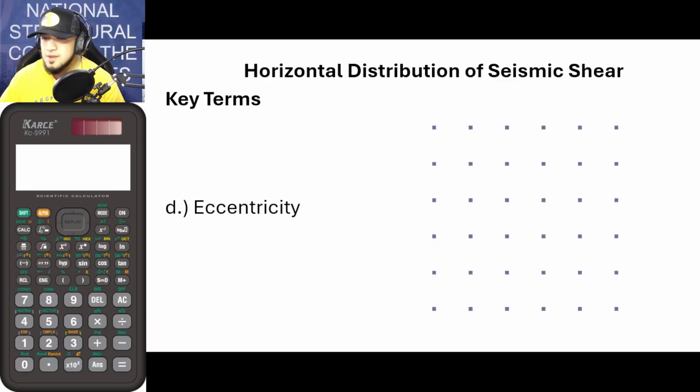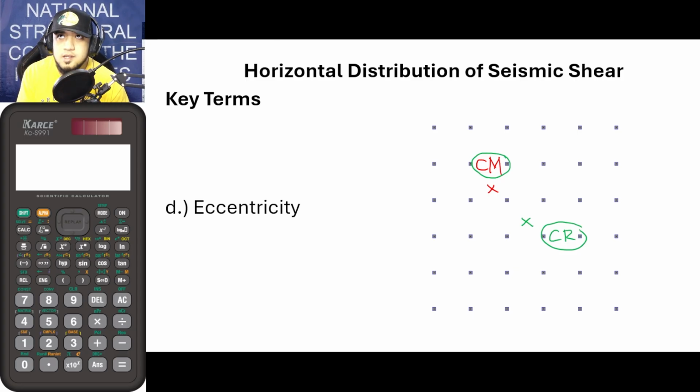Next up, aside from those, we must also know what eccentricity means. Suppose, guys, that the center of mass in this building was solved to be located here. Let's suppose that that is the center of mass. Also suppose that you have solved for the center of rigidity and it is now located at this particular point. As you can see, the center of mass and the center of rigidity did not coincide. And from that, suppose that we have a certain story shear, or let's say that we are analyzing an earthquake along the horizontal direction. So suppose that this is now the story shear. Again, the story shear would be located at the center of mass.